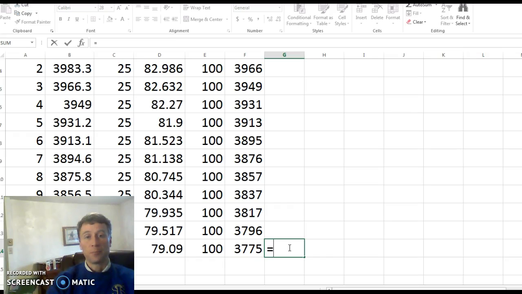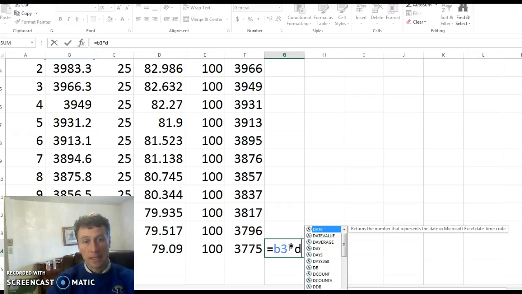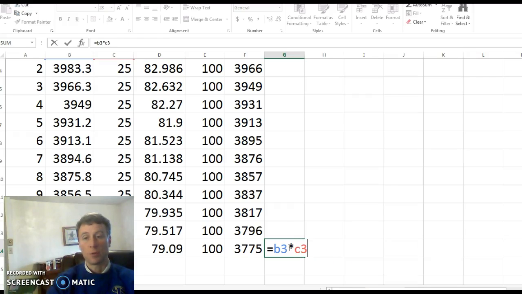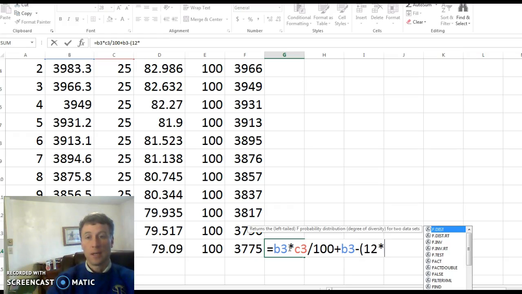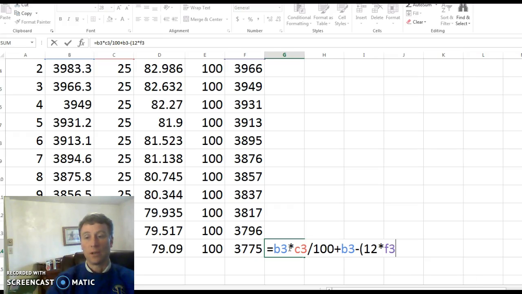Well, the previous calculations, the estimations that we did on that, we said, well, let's just say it's the whole amount, which would be the B3, which is the 4,000, times the D3, which is our C3, which is our percentage, divided by 100, so that would be 25%, 0.25, and then we're going to add the B3, and then we're going to subtract 12 times E3, that's our $100, so 12 $100 payments will be subtracted, and then I add the interest.